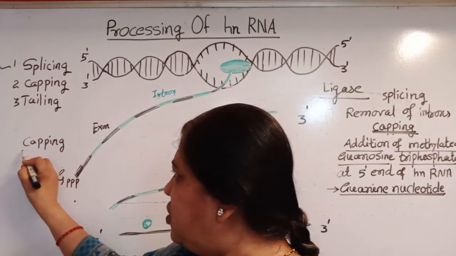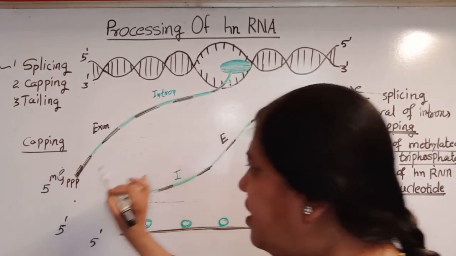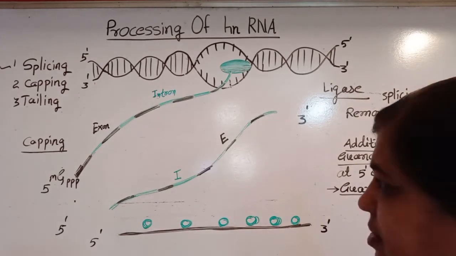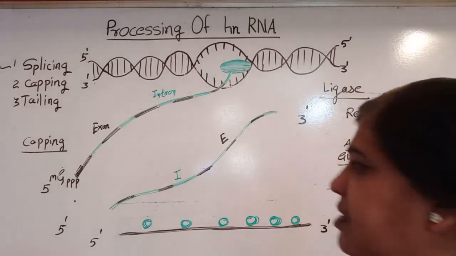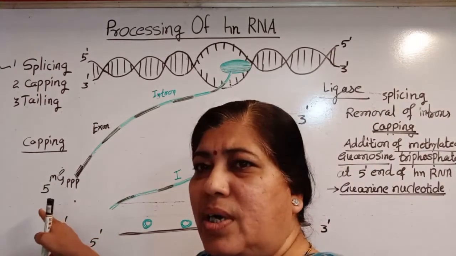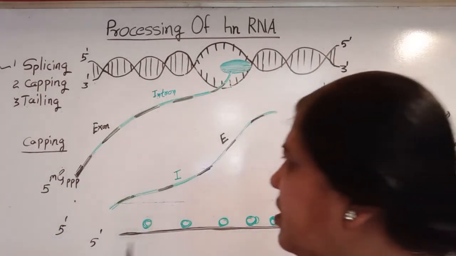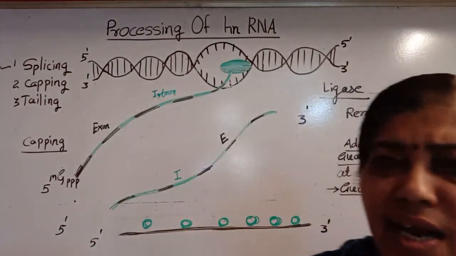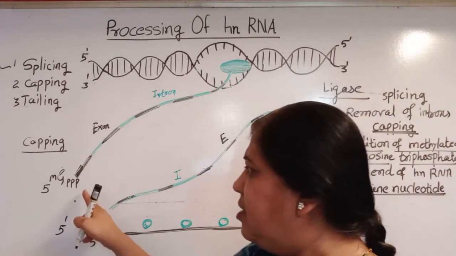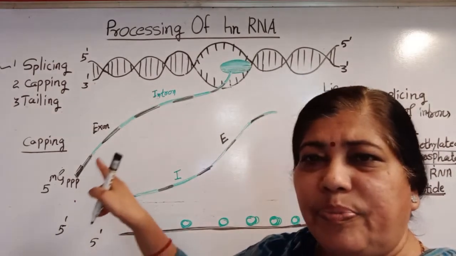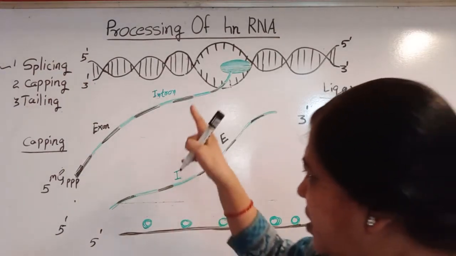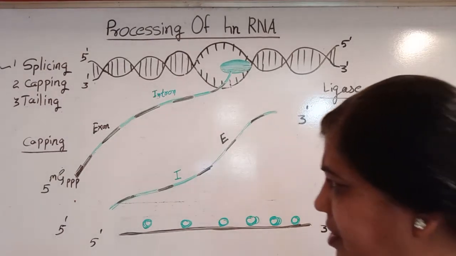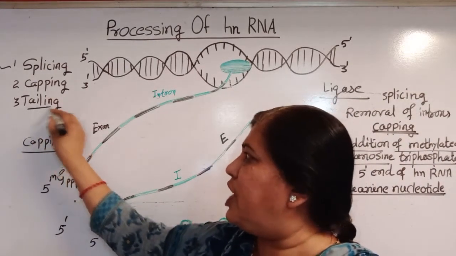So what is the function of this methylated guanosine triphosphate? It prevents the breaking of hnRNA, and it helps in the transport of RNA from the nucleus to the cytoplasm. Third process is tailing.